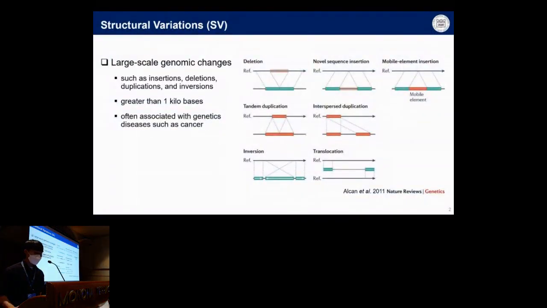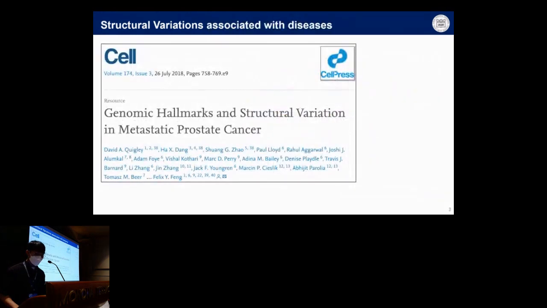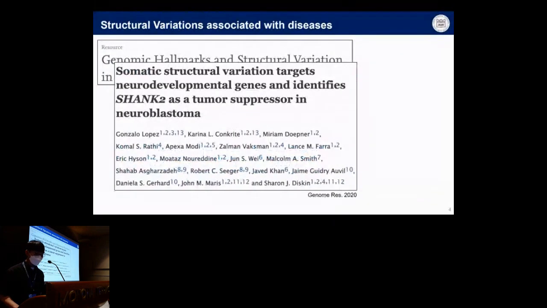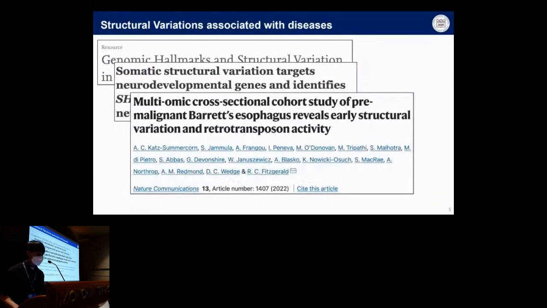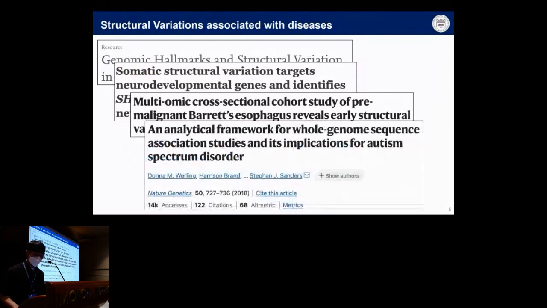Structural variations are large-scale genomic changes such as insertions, deletions, duplications, and inversions. These involve genomic segments greater than 1 kilobase pairs. These structural variations are known to be associated with various diseases, such as prostate cancer, neuroblastoma, Barrett's esophagus, and autism spectrum disorder.